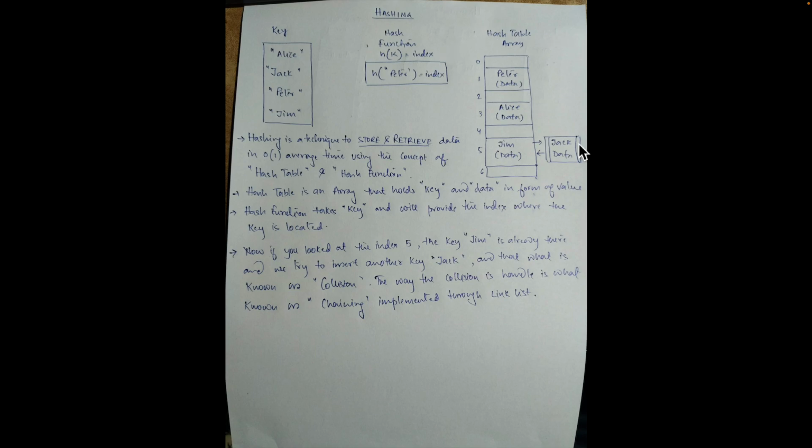Now in this particular diagram, if you look at the index number 5, something important you will notice. The key Jim is already there inside the index 5. Now the hash function having key as Jack accidentally maps to the index 5 where already Jim is present, and that is called collision.